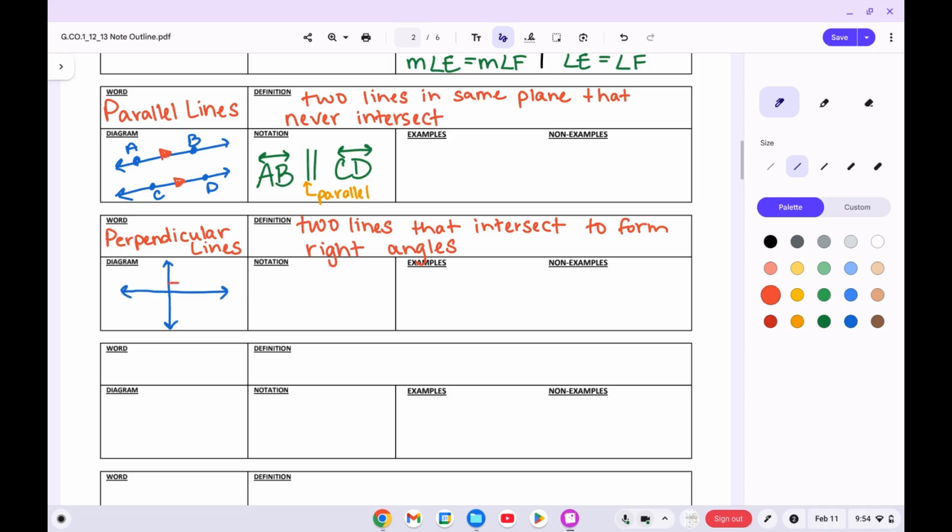And it would have a little 90-degree angle box in the corner. That is required to be there in order for you to make the assumption that these lines would be perpendicular to each other. Okay, so that little box is not optional. It has to be there.